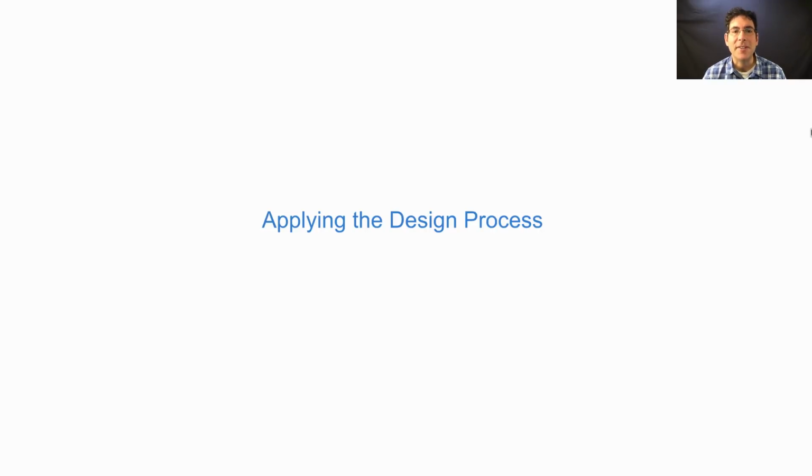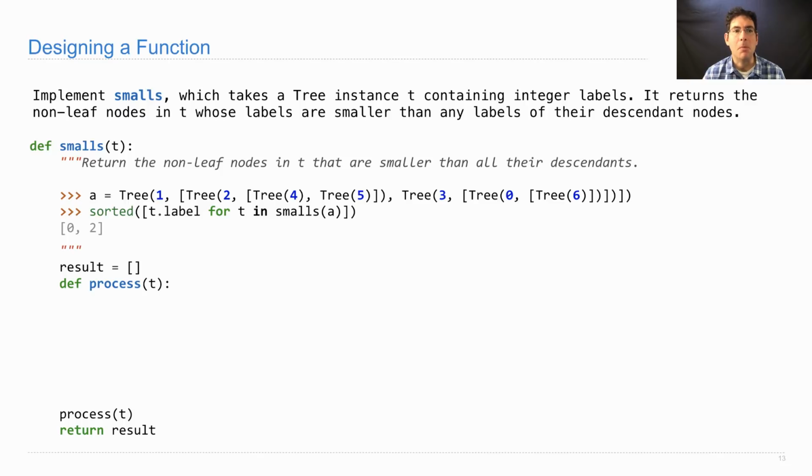Let's try applying this design process to another tree problem. Here's the problem. Implement smalls, which takes a tree instance t containing integer labels. It returns the non-leaf nodes in t whose labels are smaller than any labels of their descendant nodes. And here's a one-line description of the behavior. Return the non-leaf nodes in t that are smaller than all their descendants, and an example.